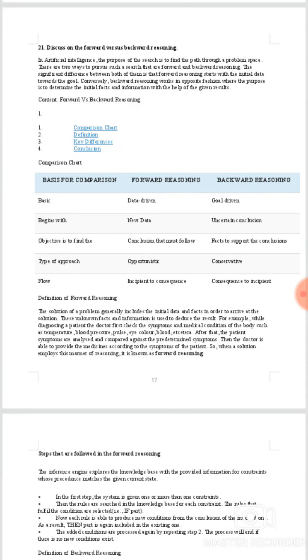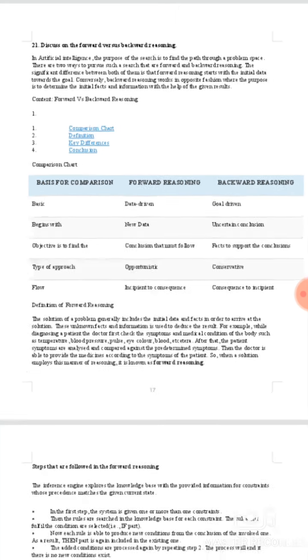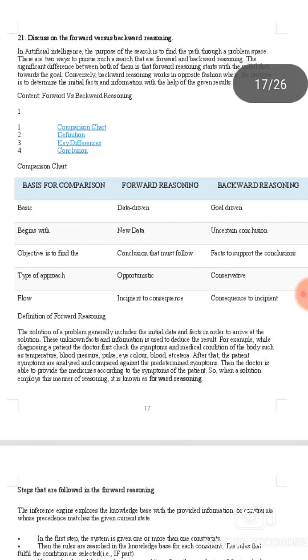15 Part C, question 21. Discuss forward versus backward reasoning. In artificial intelligence, the purpose of the search is to find the path through a problem space. There are two ways to pursue such a search, that are forward and backward reasoning.